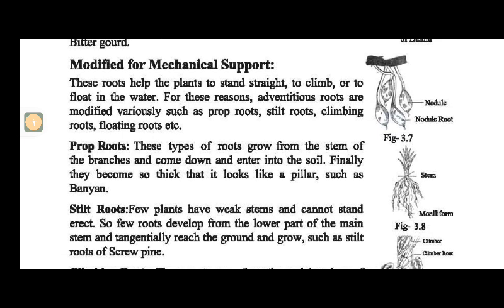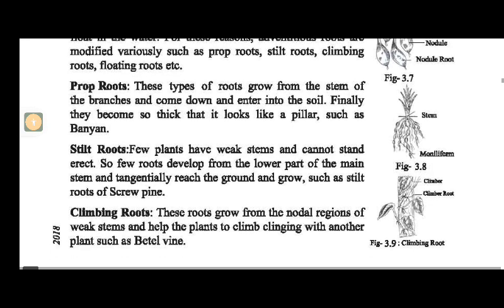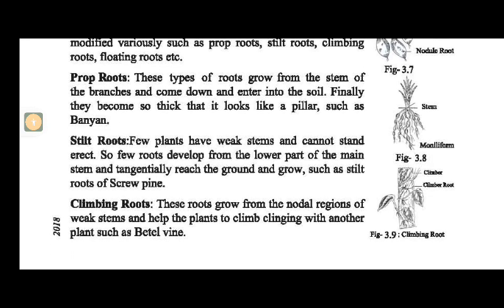Modified for mechanical support. These roots help the plant to stand straight, to climb or to float in water. For this reason, adventitious roots are modified variously, such as prop root, stilt root, climbing root, floating root, etc. Prop root. This type of root grows from the branches of the stem and comes down and enters into the soil. Finally, they become so thick that they look like a pillar, such as banyan.